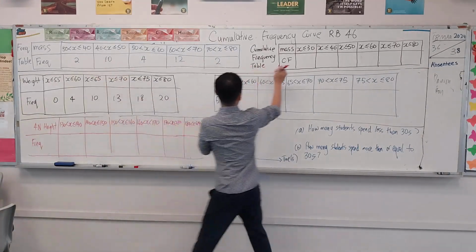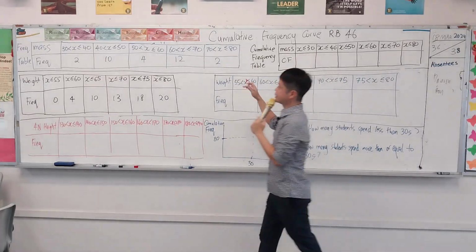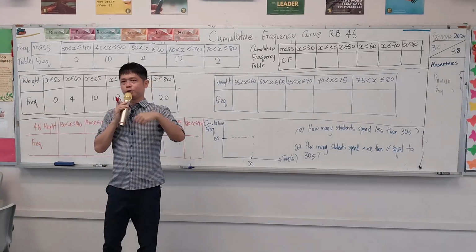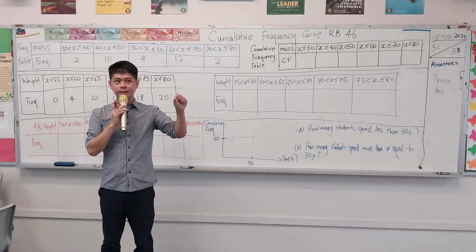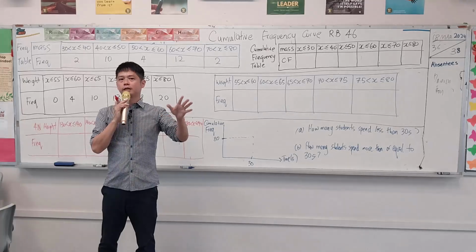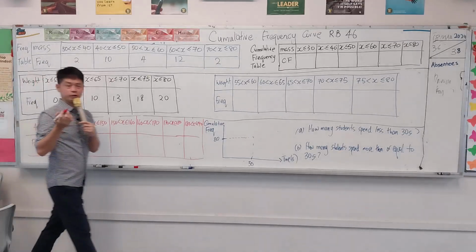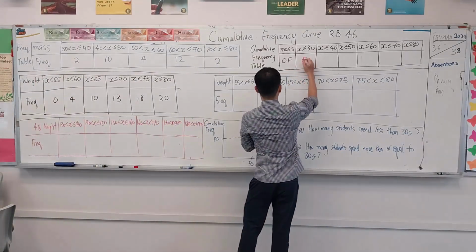How many of the mass is less than 30? So we look at the frequency table, less than 30. Now when I go through the lesson, whether I use the word less than or less than or equal, it doesn't matter. How many students have mass less than 30? Look at the table here. None, right? Correct. None, so I put a 0.